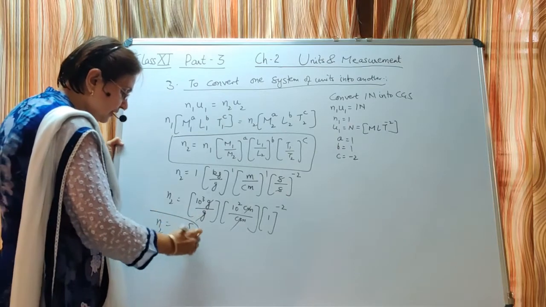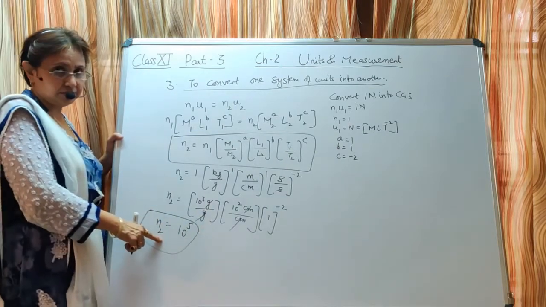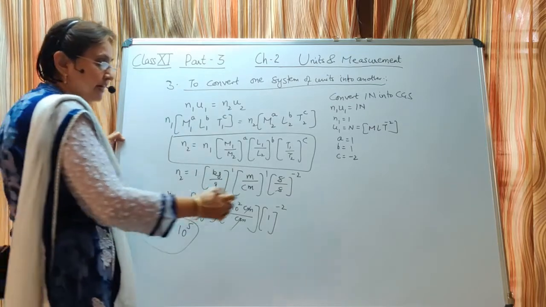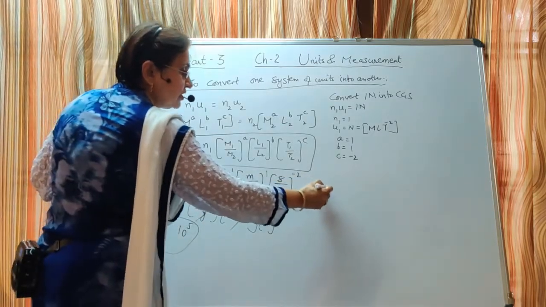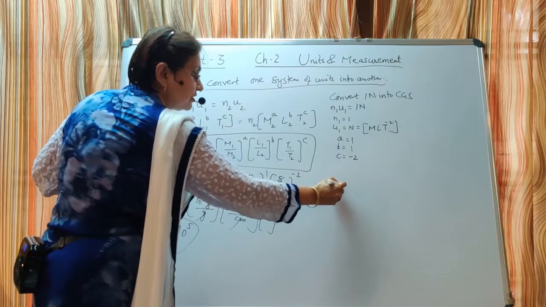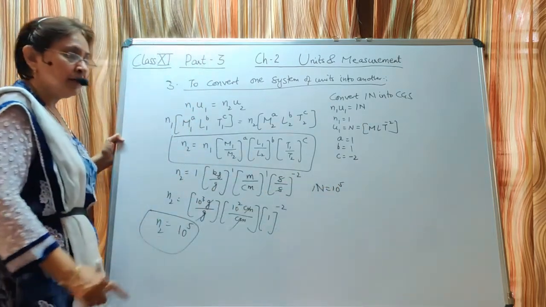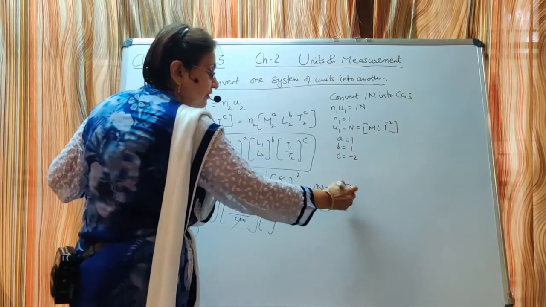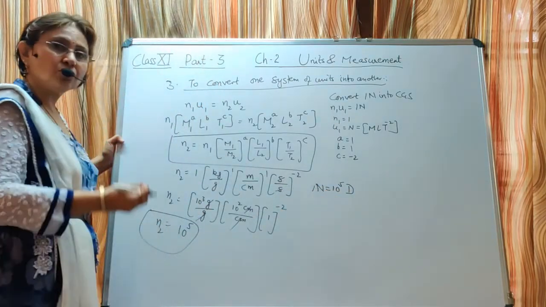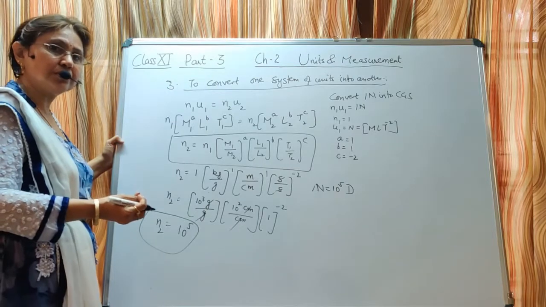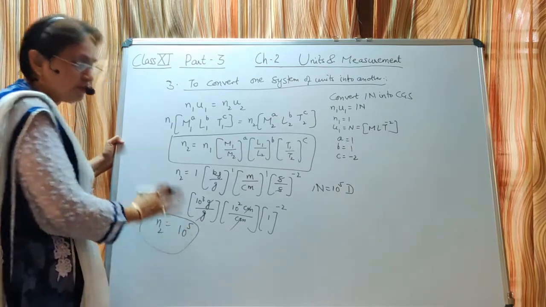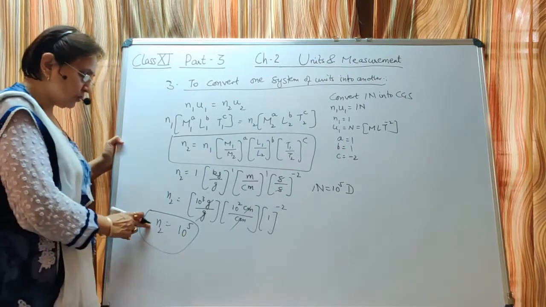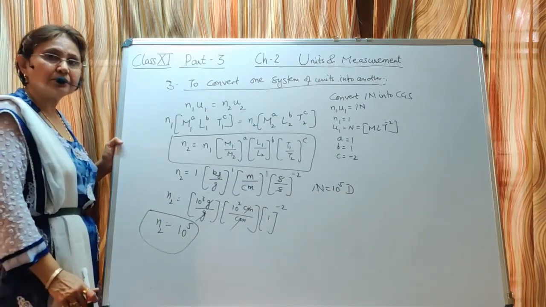So the numeric value in the CGS system is how much? 10 raised to the power 5. That is, 1 Newton is equal to 10 raised to the power 5 in numeric value, and in the CGS system the unit of force is taken as dyne. So 1 Newton is equal to 10 raised to the power 5 dyne, or here we only find out N2, the numeric value in the second system. So N2 here is equal to 10 raised to the power 5.